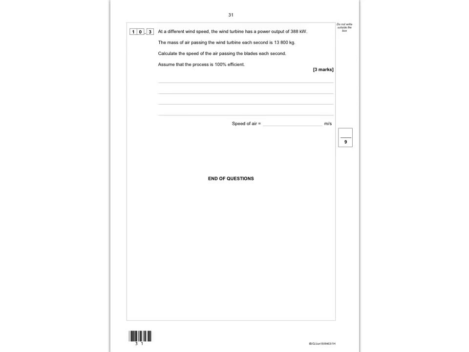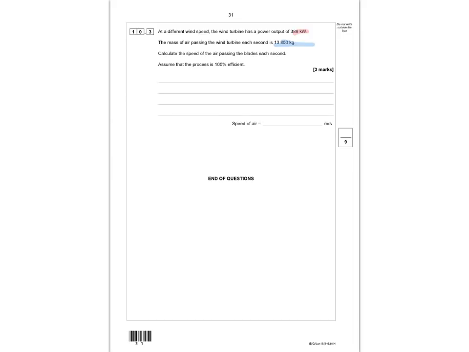So if we just highlight some of the things we've got here, we've got a power of 388 kilowatts. Remember that power is energy over time, so that means we've got 388 kilojoules of energy passing per second, so we can basically just use that like an energy. And we've also got that the mass passing per second is 13,800 kilograms. So we're going to work out the speed of the air.